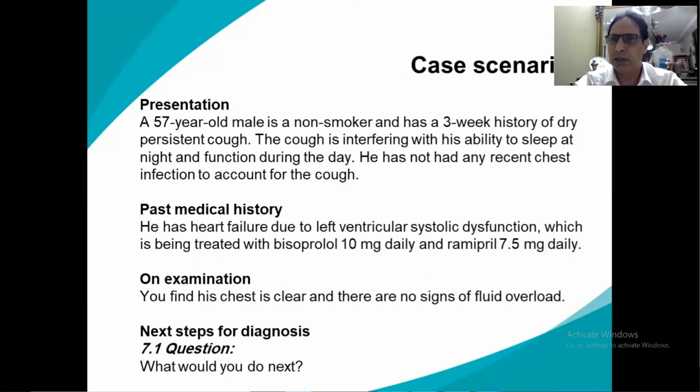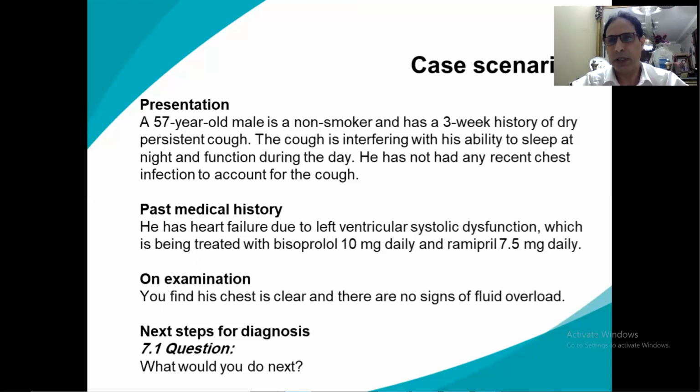Another presentation: a 57-year-old male, a non-smoker, has a 3-week history of a dry persistent cough. The cough is interfering with his ability to sleep at night and to function during the day. He has not had any recent chest infection to account for the cough.